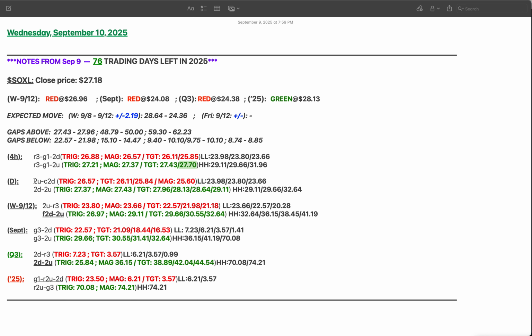Just looking at our notes, from a numbers perspective, instead of looking at the chart, again, if we go to the downside, it is a 2 up combo 2 down, triggering at 26.57. We've got those targets of 26.11, which is last month's 50%, and 25.84, which is last quarter's high, before reaching a magnitude of 25.60, right? And to the upside, we have the 2 down, 2 up, triggering at 27.37, magnitude of 27.53, 43. But again, you're looking for the gap close there. So the 27.96 is your extended target. 28.13 again is the flip for the year. And then we've got the 28.64, 29.11 extended targets as well.